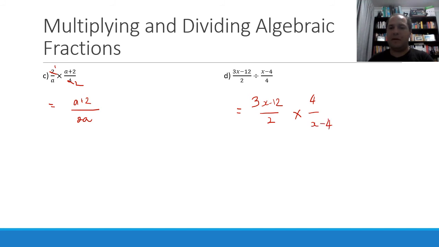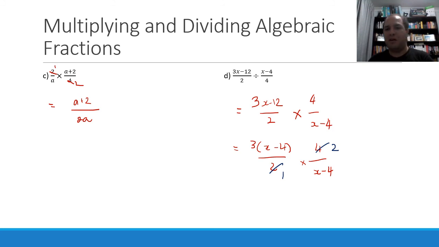Alright, now let's do some factorizing. That top left term, 3x minus 12, we can factorize to 3 outside of x minus 4, over 2, times 4 over x minus 4. Now let's look at what we can cancel. We've got a 4 in the numerator on the right and a 2 in the bottom. We can divide both of those by 2.